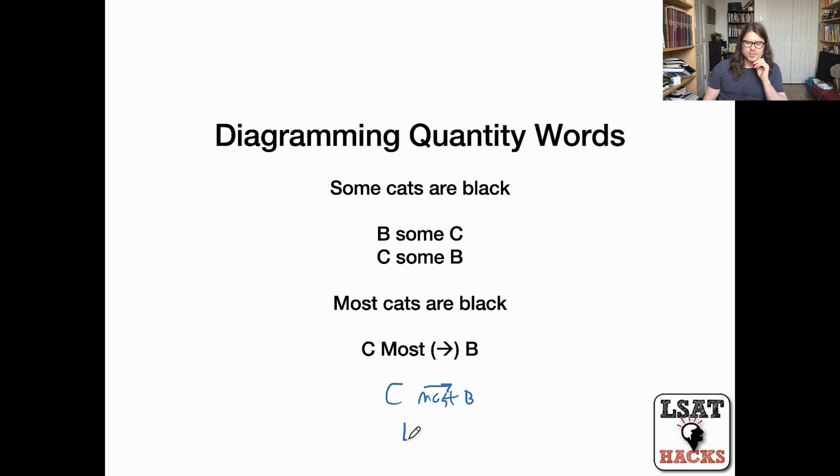And people often ask, are most statements reversible? They reverse to a some statement. If most cats are black, then some black things are cats, but it doesn't mean most black things are cats because there's a lot of black stuff in the world. But at least since the cats exist, then we can say some.